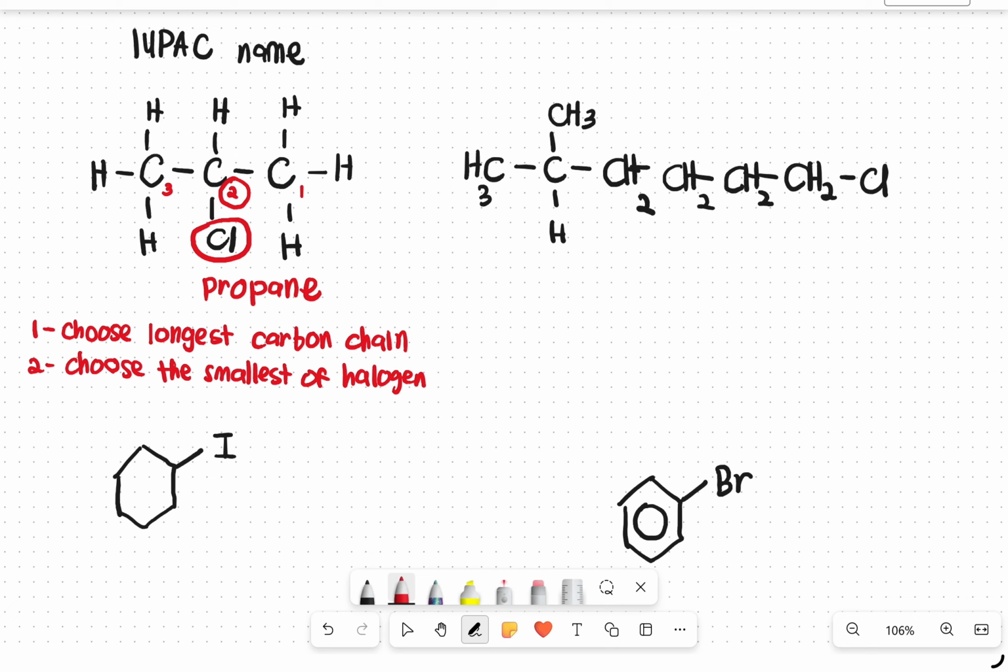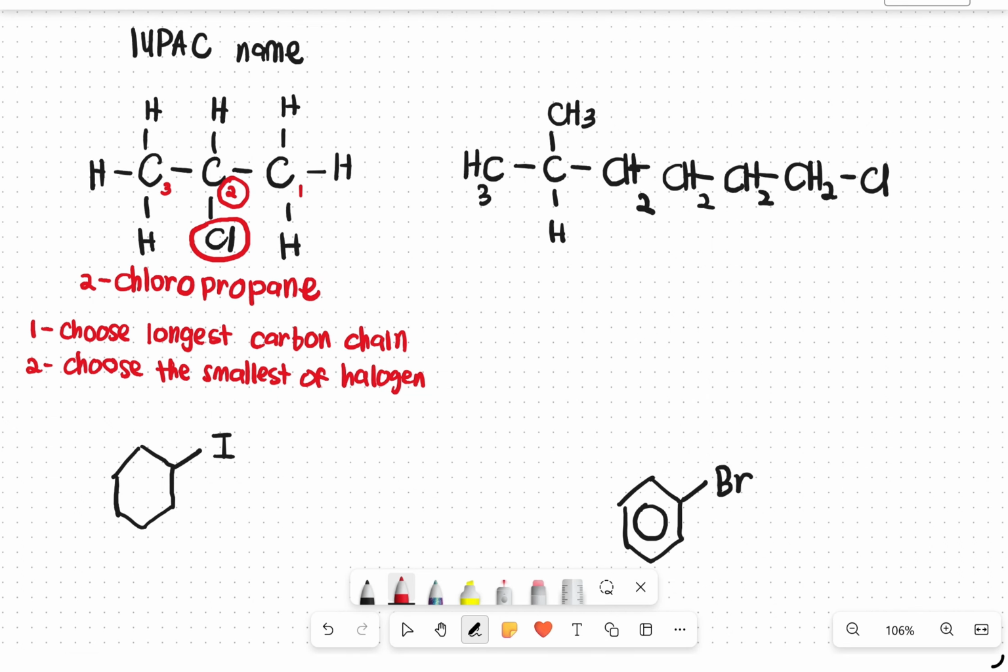So we put it in front. Remember which position, the number position. So here 2. Since this is chlorine, chlorine becomes chloro. So it's not chlorine, it is 2-chloropropane. Okay, 2-chloropropane.